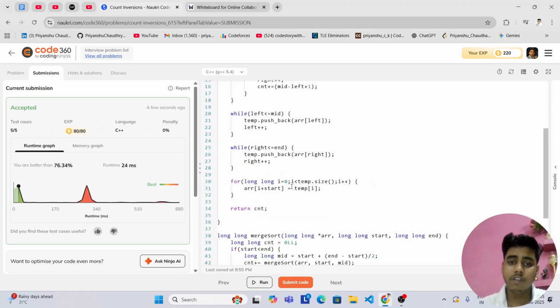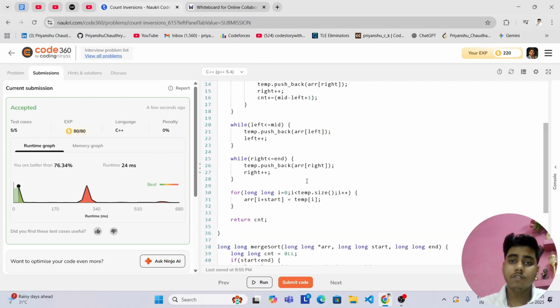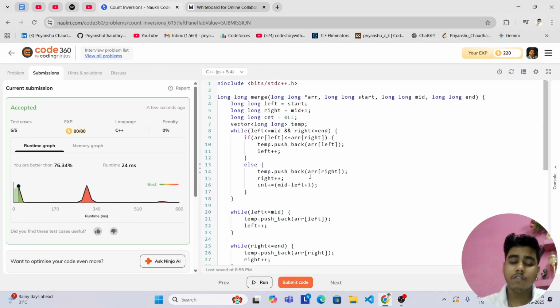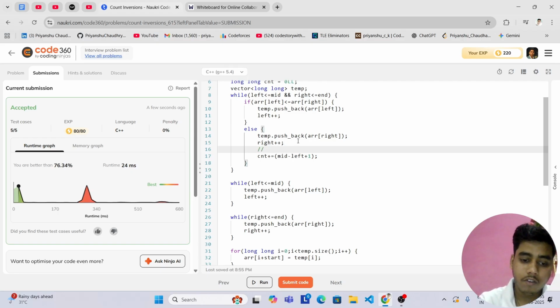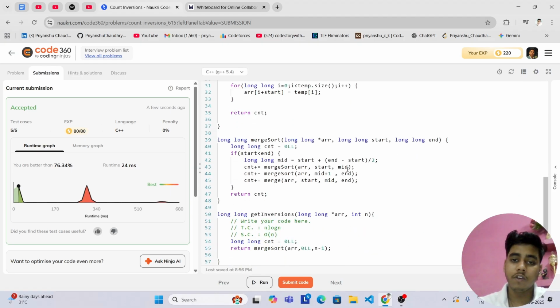So we can see how we just coded the merge sort function and made one small change here, where we just have to count the number of pairs. Just one small line of code we added for inversion count, and our problem is solved. So this was all about this problem.